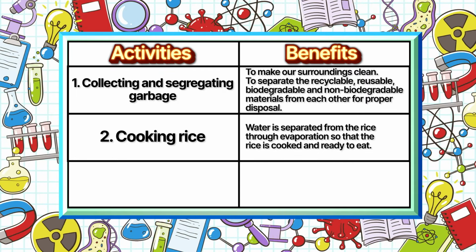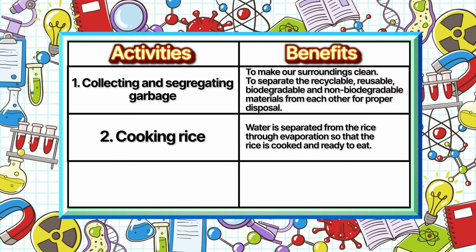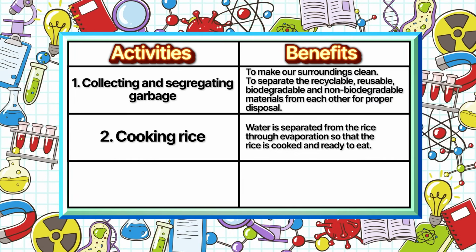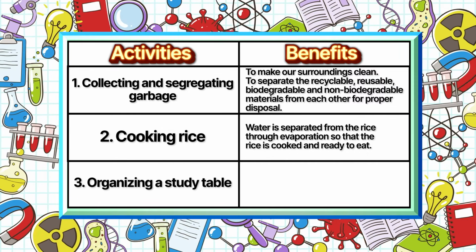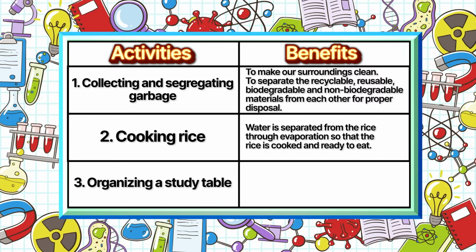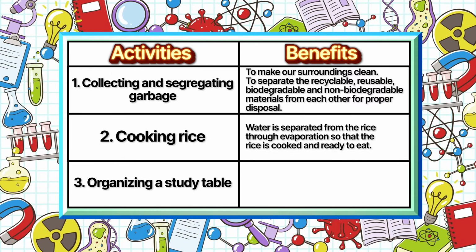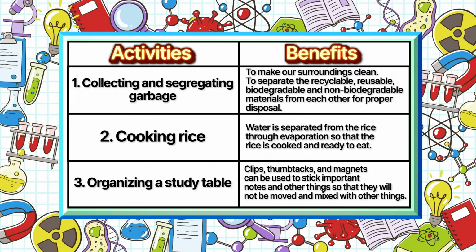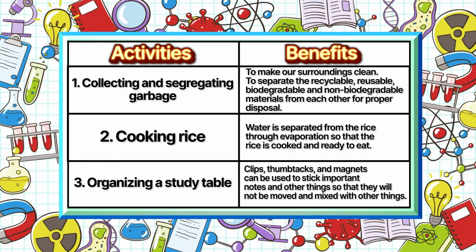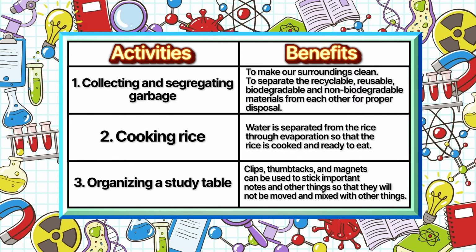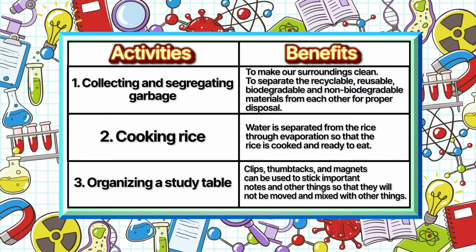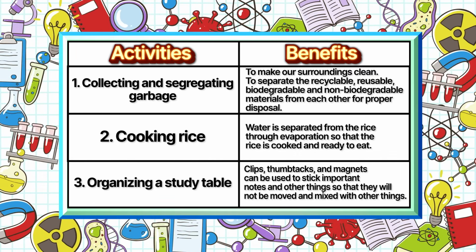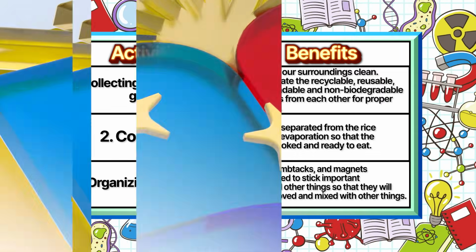That's right, science-minded learners. For number 3, under the column Activities, organizing a study table. Under the column Benefits, we can write clips, thumbtacks, and magnets can be used to stick important notes and other things so that they will not be moved and mixed with other things.